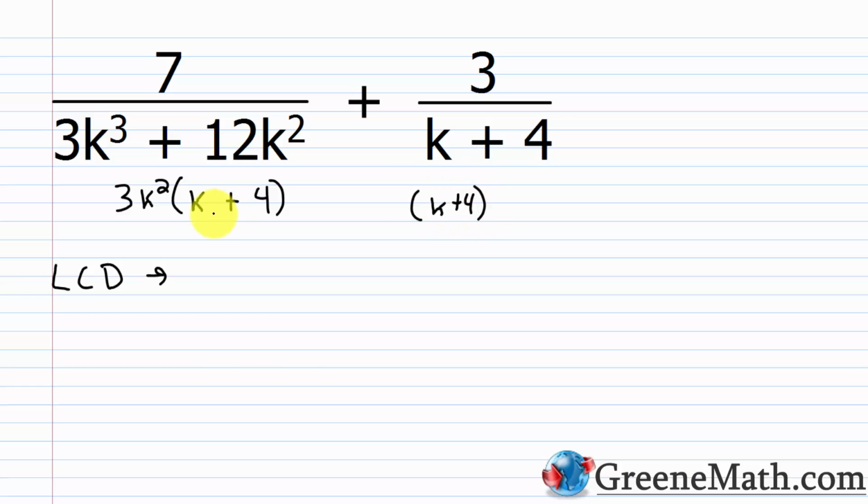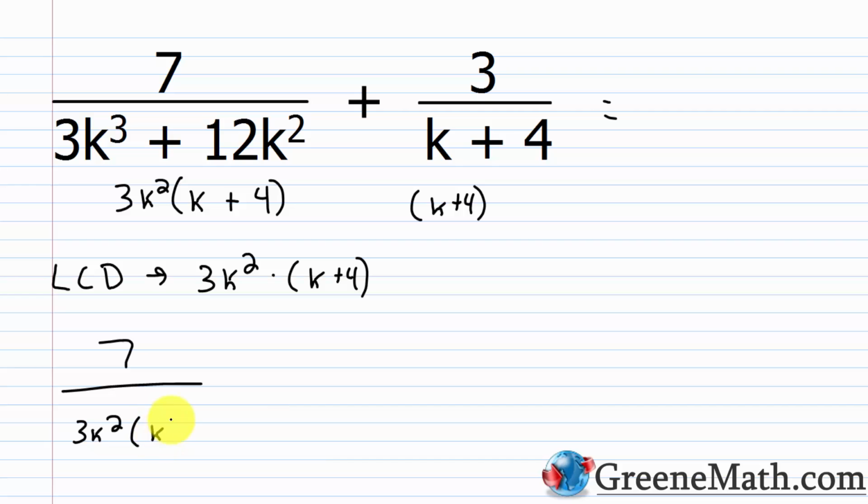So really, if I look at the LCD, it's going to be what? It's going to be 3k squared times k plus 4. So this is okay. I don't need to make any changes to that rational expression. I can leave it as it is, 7 over 3k squared times the quantity k plus 4. Then plus, for this guy over here, we have 3 over k plus 4.